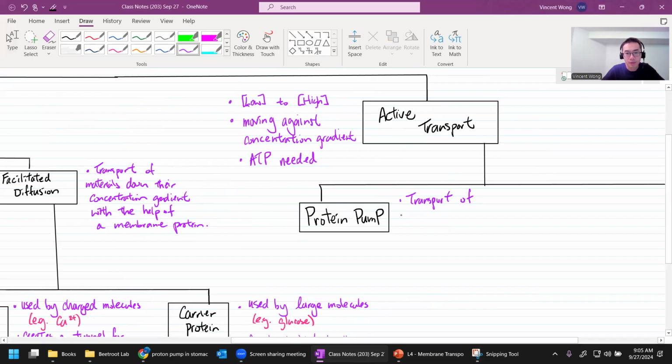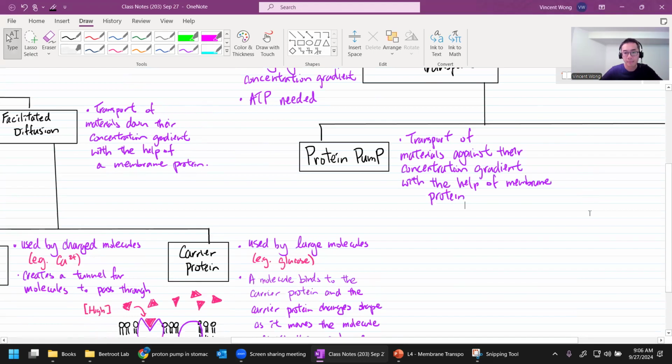transport of materials against their concentration gradient with the help of membrane protein.